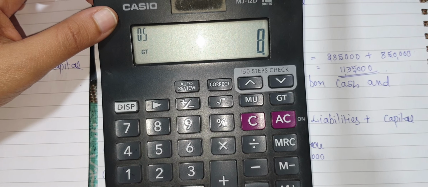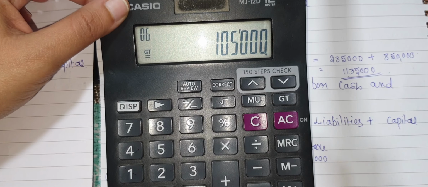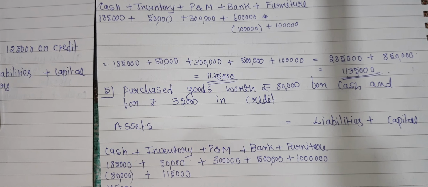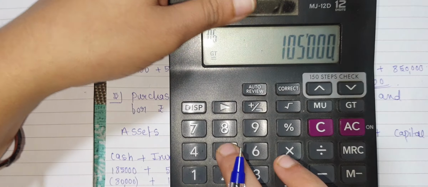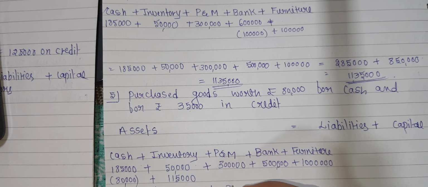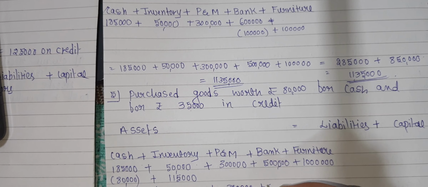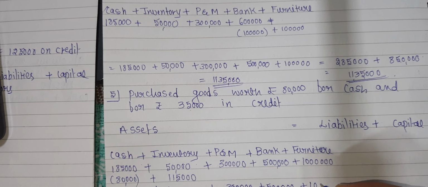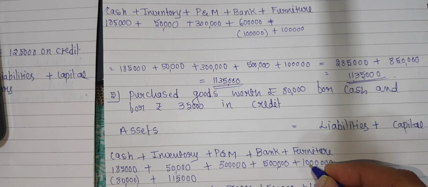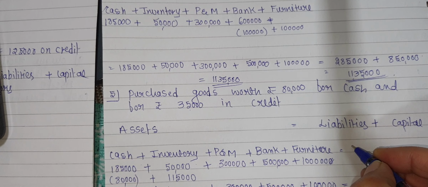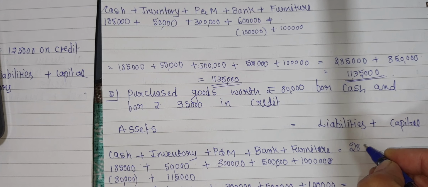minus 80,000. That is rupees 1,05,000. 1,05,000 plus additional inventory 50,000 plus 1,15,000. That is rupees 1,65,000 plus 3 lakh plus 5 lakh plus furniture, that is 1 lakh. And equals to, now, liabilities. Here liabilities, that is rupees 2,85,000.